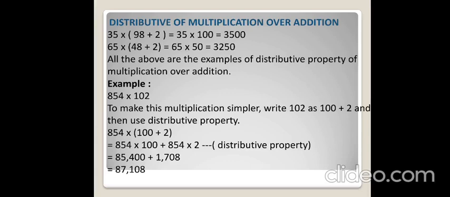See the second example, 854 into 102. By using the distributive property, we are using simplification, that is, expanding 102 as 100 plus 2. First, you are multiplying by 100 plus multiplying by 2. The answer is 87,108. If you are not using simplification, the answer is same. This is called distributive property of multiplication over addition.